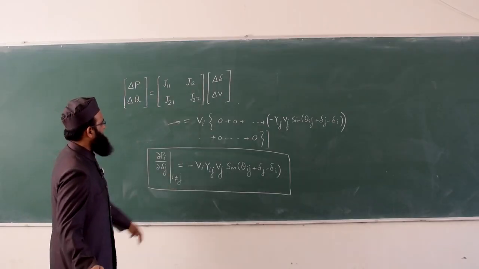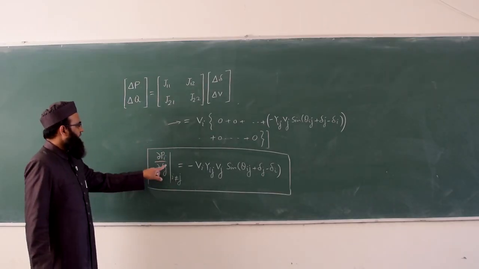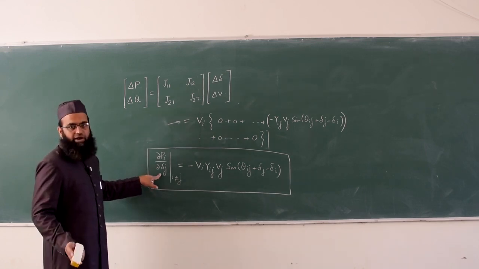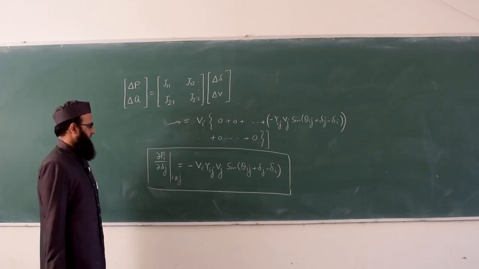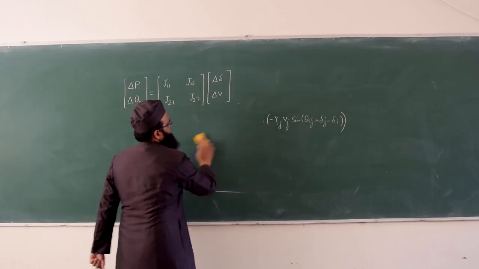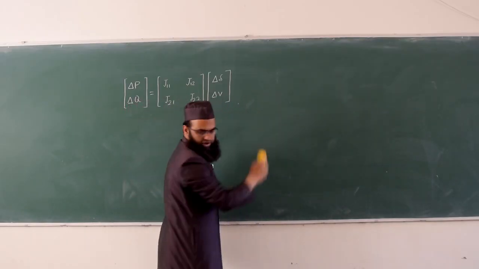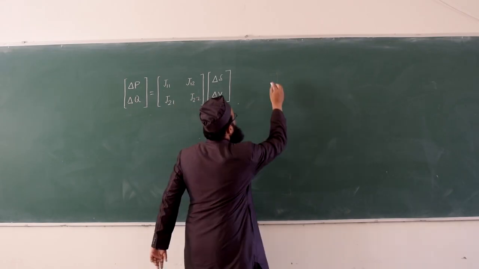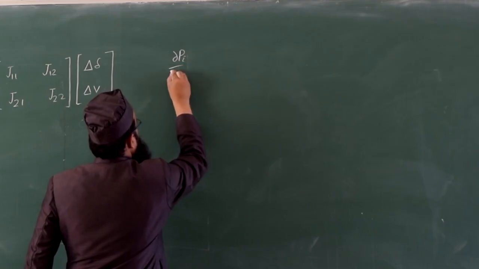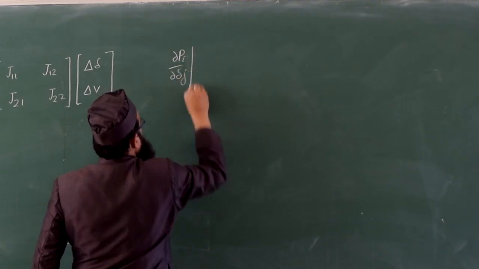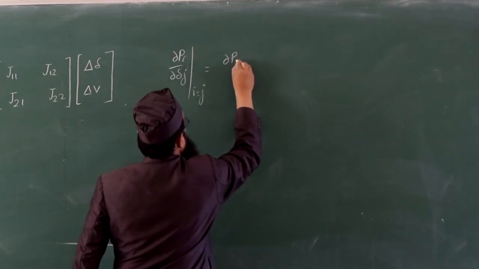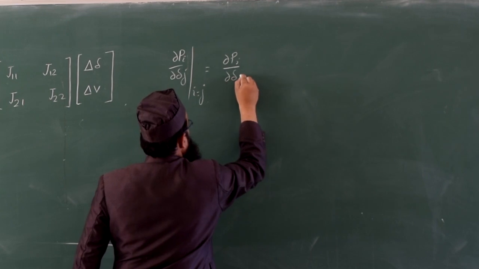So take another case when i and j are both the same, that is ∂P2/∂δ2 or ∂P5/∂δ5, etc., ∂Pn/∂δn like that. So we will follow a similar procedure. We will start from here. Next we are trying to calculate ∂Pi/∂δj for i equal to j, that is ∂Pi/∂δi.